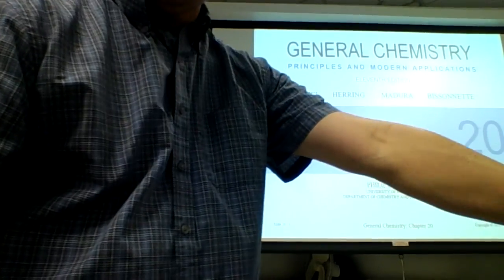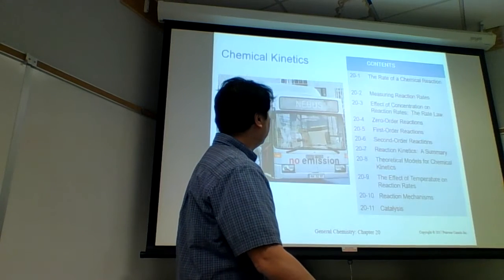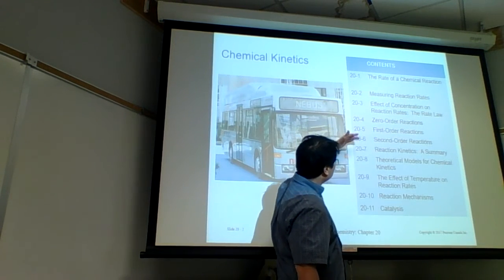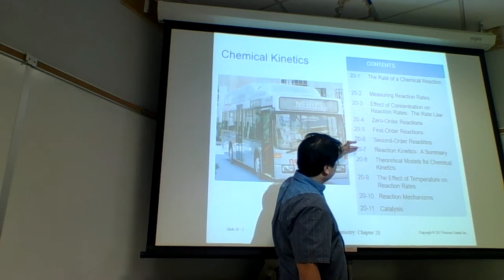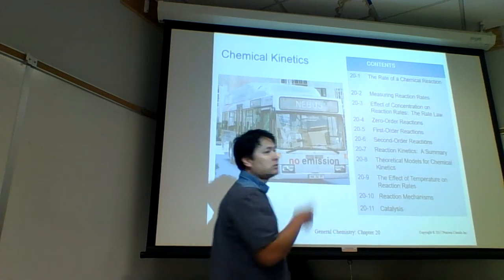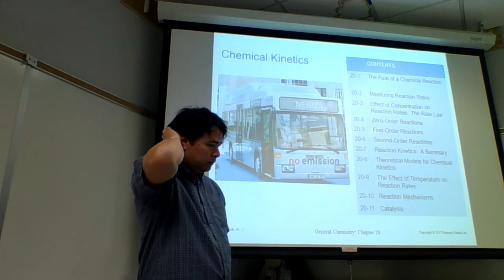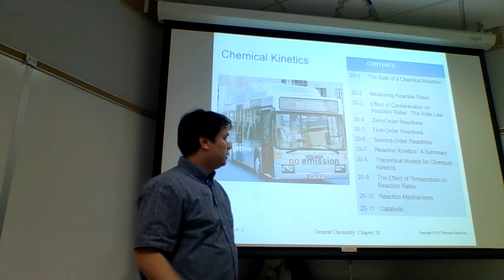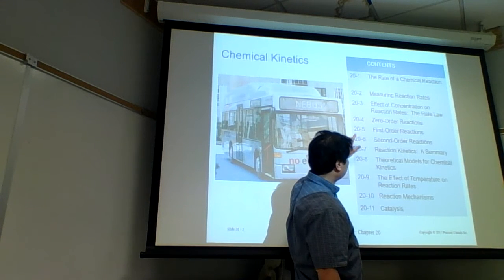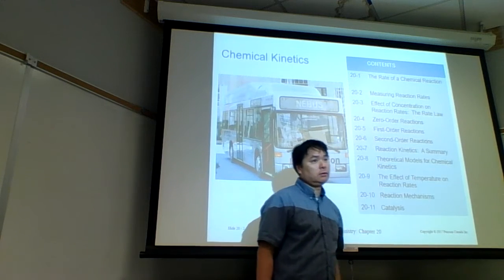Chapter 20 here, chemical kinetics. The first part of this, up through 27, deals with just empirical analysis. We're just looking at the reaction curve, and then trying to figure out the math involved in that to make predictions.